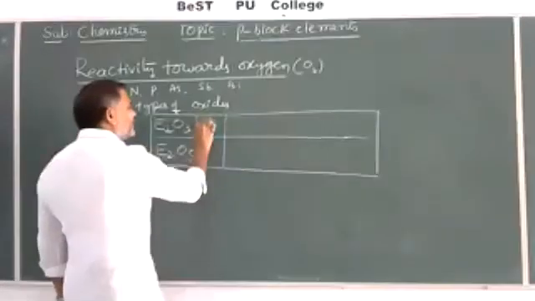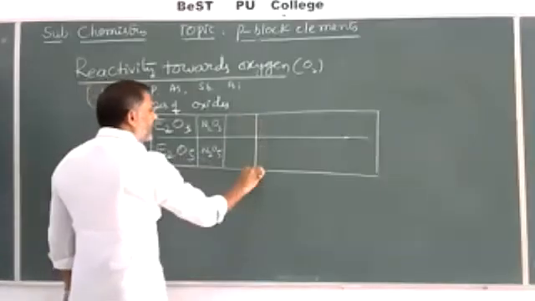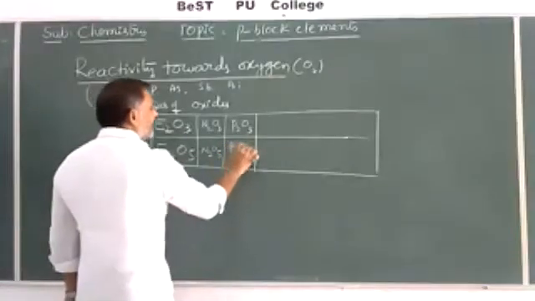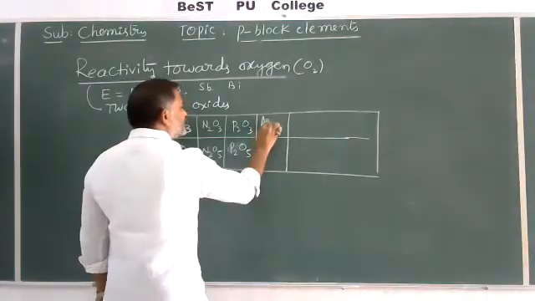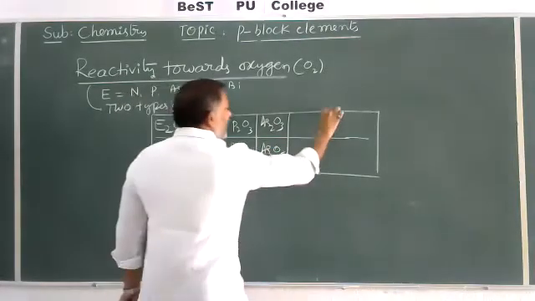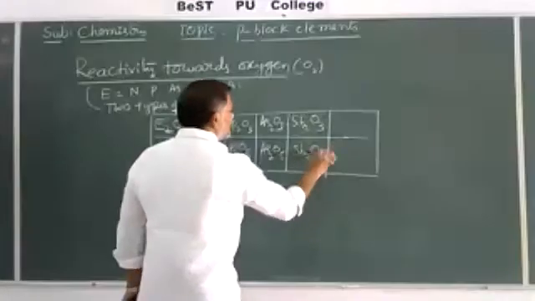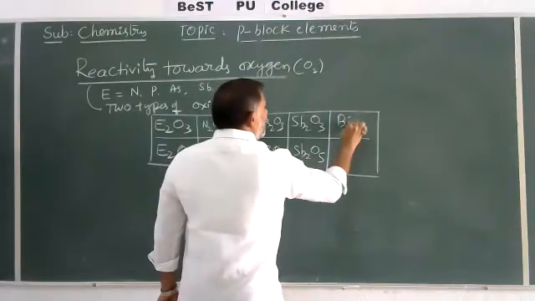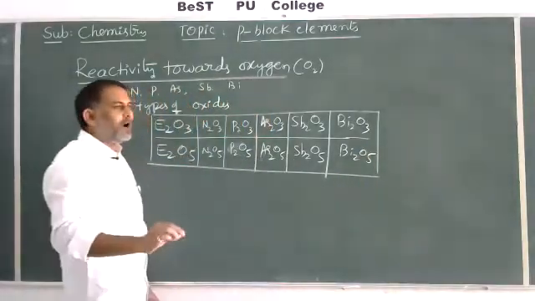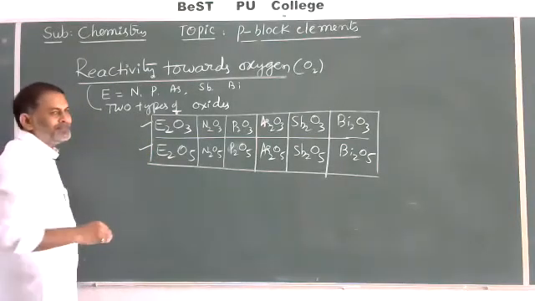First one is N2O3, this is N2O5. Now here P2O3, here P2O5. This is As2O3, here As2O5. Now here Sb2O3, here Sb2O5. Bi2O3, Bi2O5. These are some important oxides of the 15th group elements.